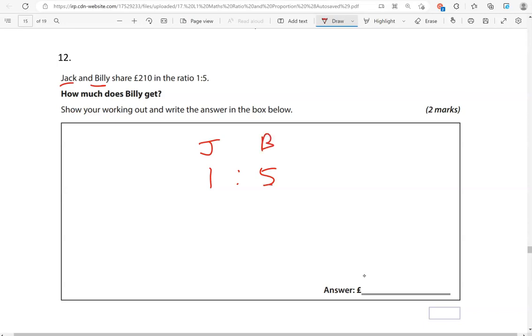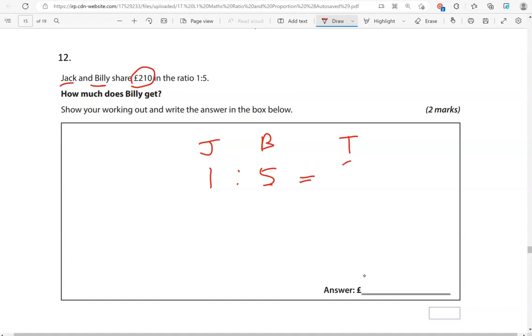And they have £210 altogether. That's why we need this totals column, only when we're talking about totals. If you were given the amount that Jack has and need to work out the amount that Billy has, or vice versa, then you don't need the totals column.